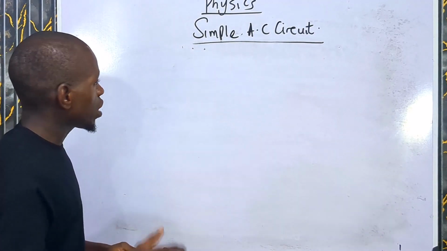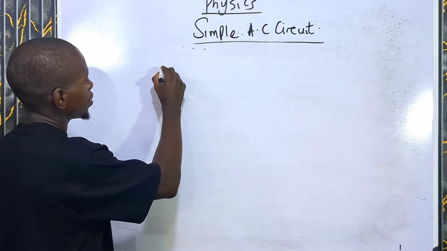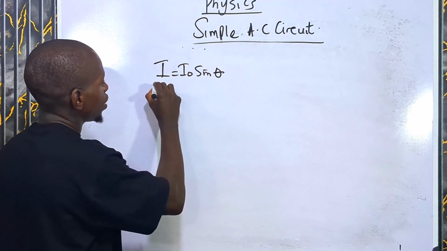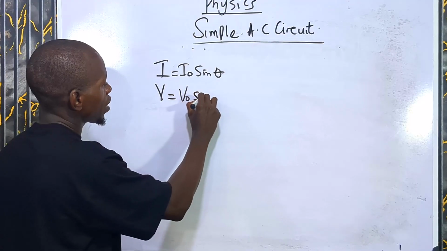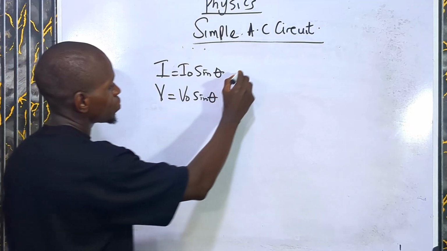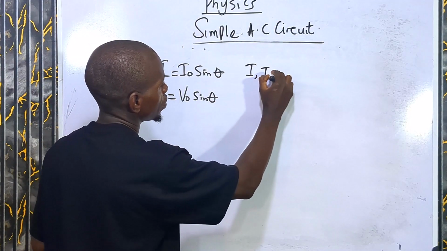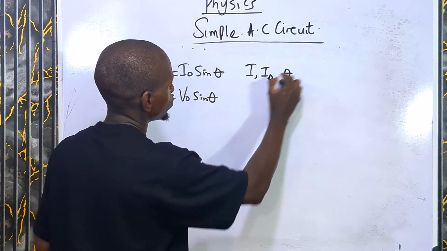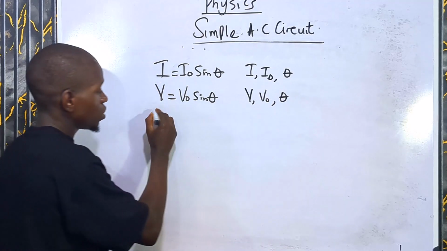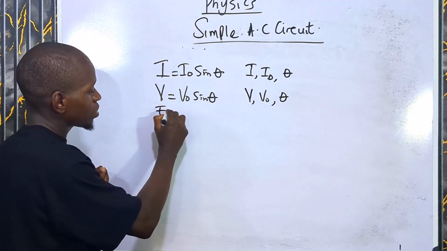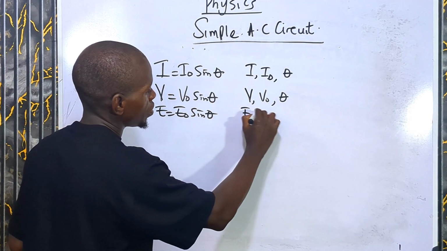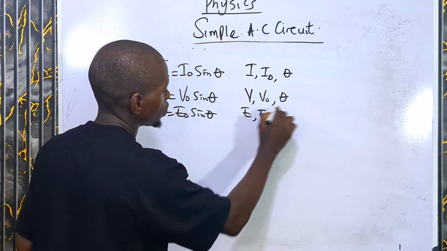So in summary, with the first one that we did, bear it in mind that I told you we have I equals I0 sine theta, and we also have V equals V0 sine theta. So I equals I0 sine theta is used to calculate your I, your I0, and your phase angle. Likewise, your V, V0, and your phase angle. In some textbooks you might not see V, they might use something like EMF. It's still the same thing, which means you're looking for your E, your E0, and your phase angle.